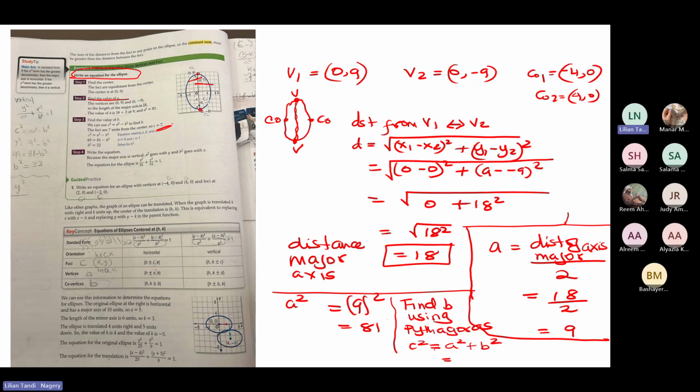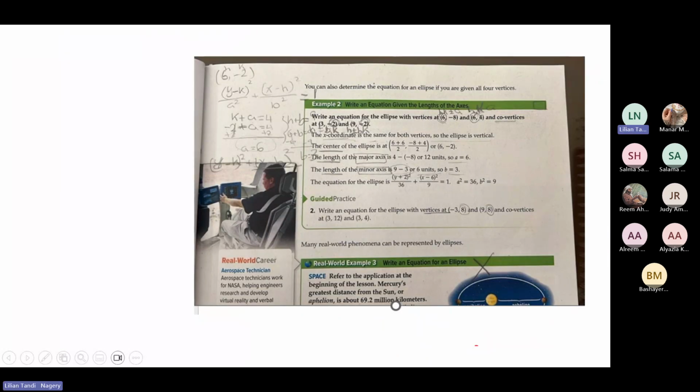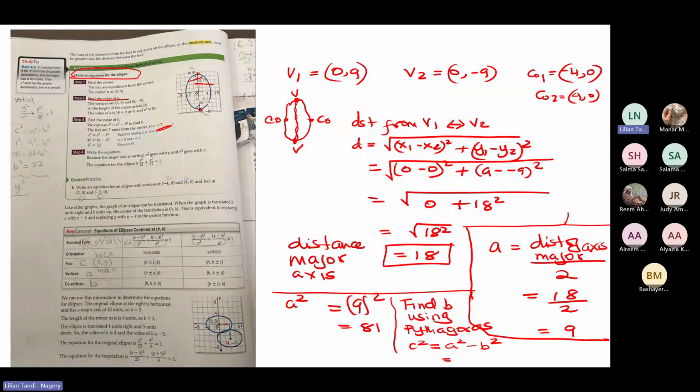Class, let's continue this way because this was not making sense. Why are we minusing? C squared is not A squared minus B squared. This is the rule, okay? We use this rule. You don't put the plus, you put the minus over here. Our C squared is the foci squared. And our A is 9 squared. So, minus B squared.